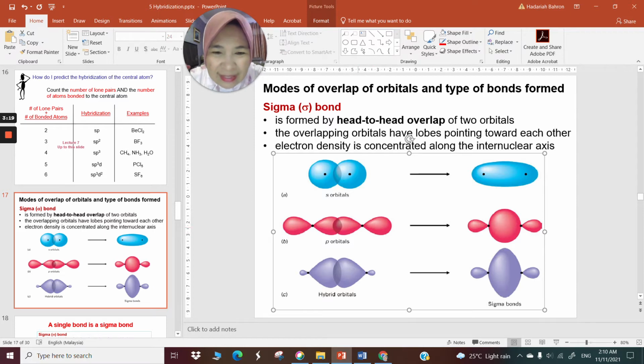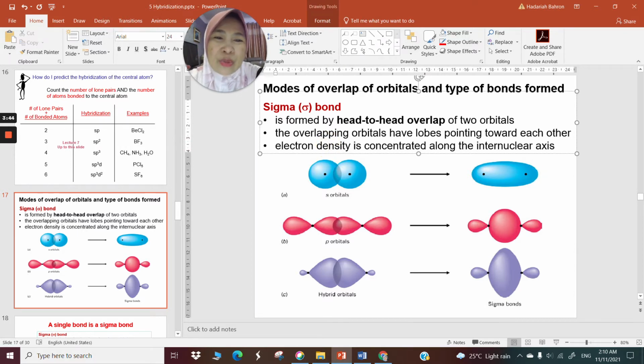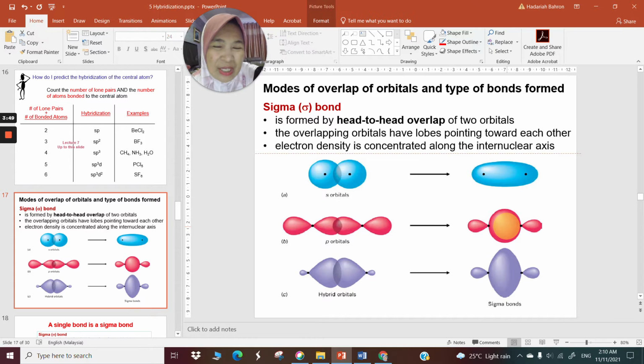Now, as you can see, these two lobes are combining to make one big fat lobe in the middle, which looks like a little sweet to me. And then the lobes on the outside become smaller. They become smaller because the nature of a sigma bond is having electron density concentrated along the internuclear axis. So this is the shape of the sigma bond that is produced when two px orbitals overlap.